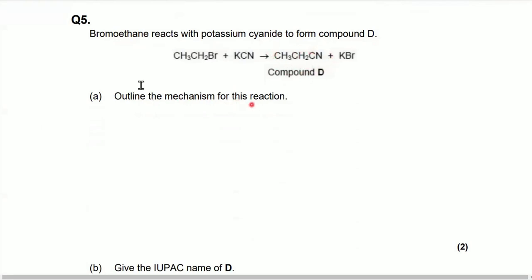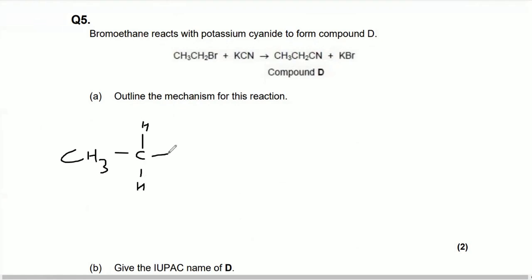Bromoethane reacts with potassium cyanide to form compound D. We just looked at that in one of the earlier multiple choices. Outline the mechanism for this. So what we want to do here is outline the mechanism for the formation of compound D.